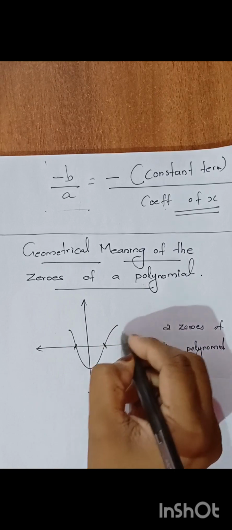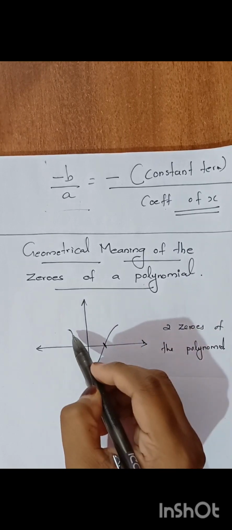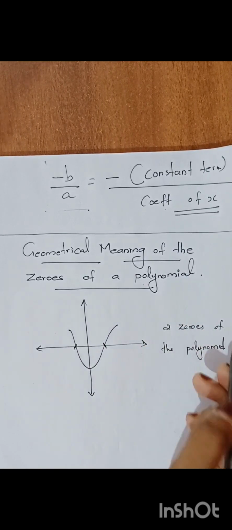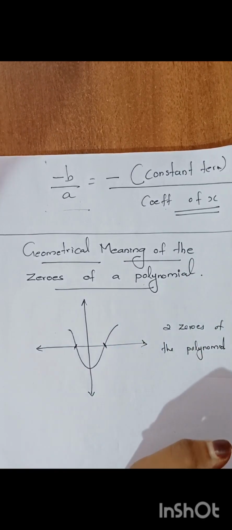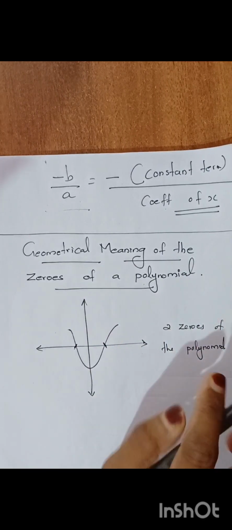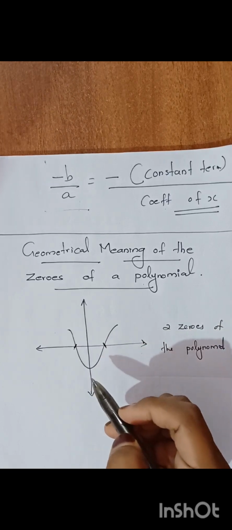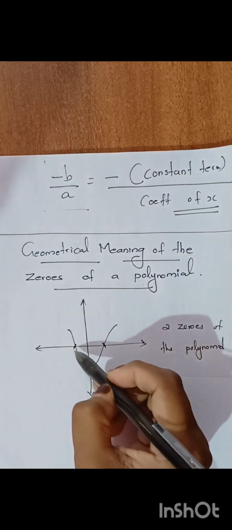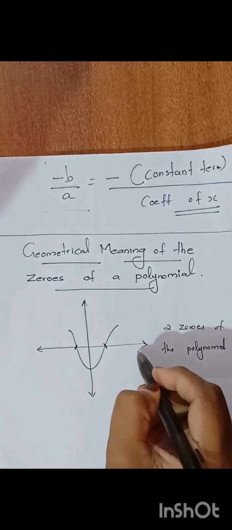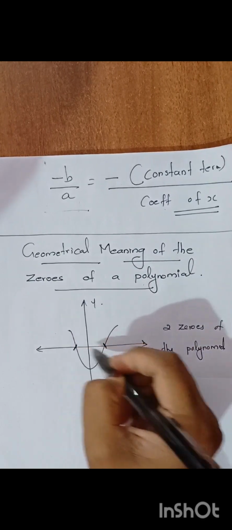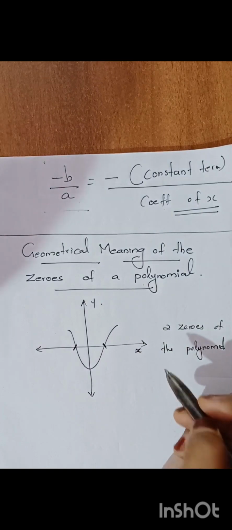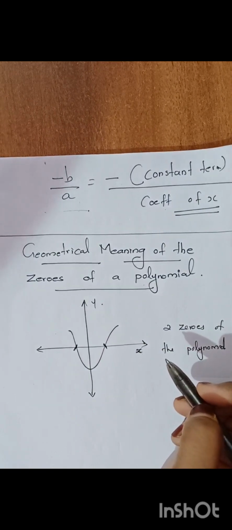Here this curve is the graph drawn according to the values given to the polynomial, and you don't have to plot it here, you just want to find out how many zeros of the polynomial there will be. Here this one is intersecting the x-axis, this one is the x-axis and this one is the y-axis, and here it is intersecting at 2 points only. That means it has only 2 zeros of the polynomial.